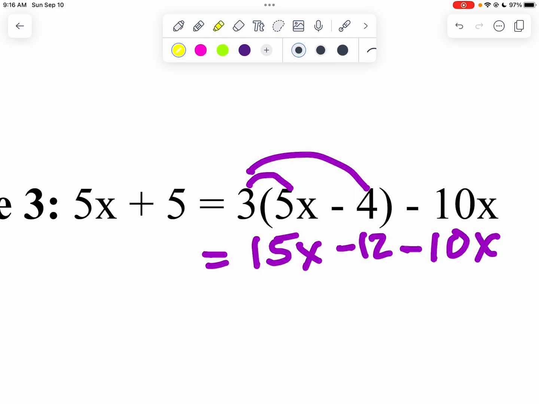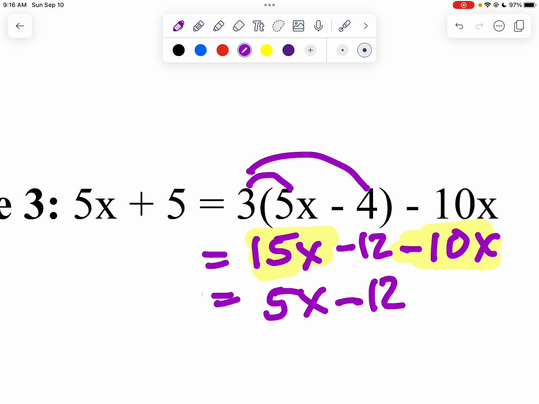Notice I can still simplify this because I get 15x minus 10x. So 15 minus 10, whoops, I always forget to change that back to pen. So 15 minus 10 is 5x. Notice I haven't done anything with the left-hand side because I didn't need to. So I've got 5x minus 12 equals 5x plus 5. If you haven't noticed, something interesting is going to happen here. So I minus 5x from both sides.